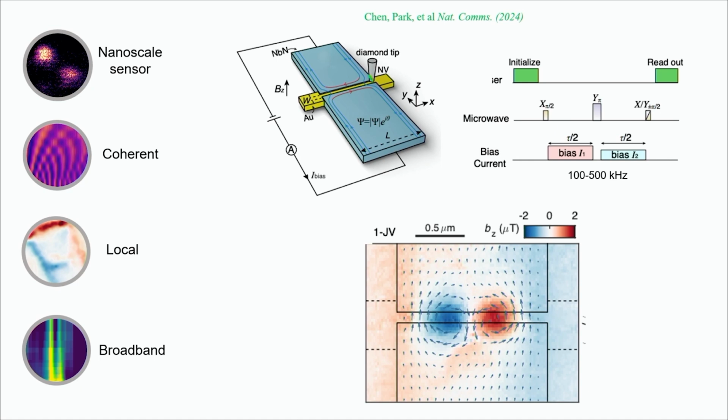Shown here is one example. This is a Josephson junction. This is basically a superconducting wire that's broken by a non-superconducting bridge, in this case gold. You have an NV center in a tip, and you can apply a relatively low frequency, between 100 and 500 kilohertz, current bias to this Josephson junction, and essentially lock in using your decoupling sequence applied to the NV center. You can lock into the magnetic field generated by that current. Shown here is a very nice image of the stray field generated by the current in a case where you have a vortex in the Josephson junction.